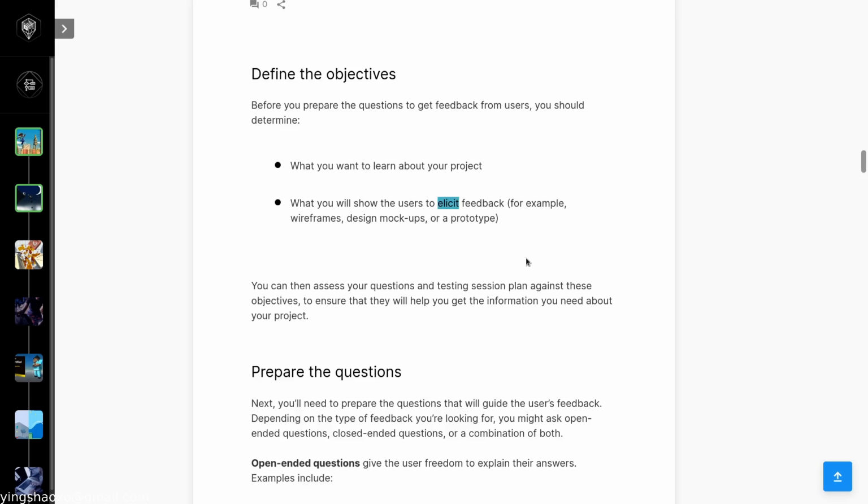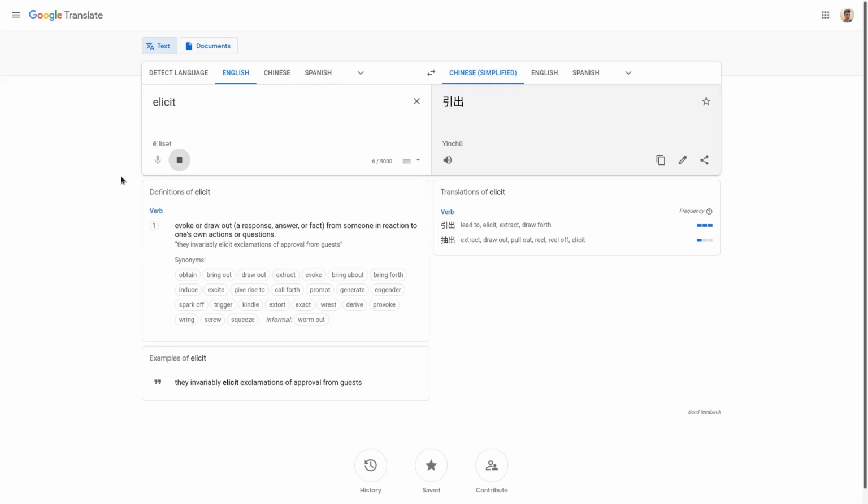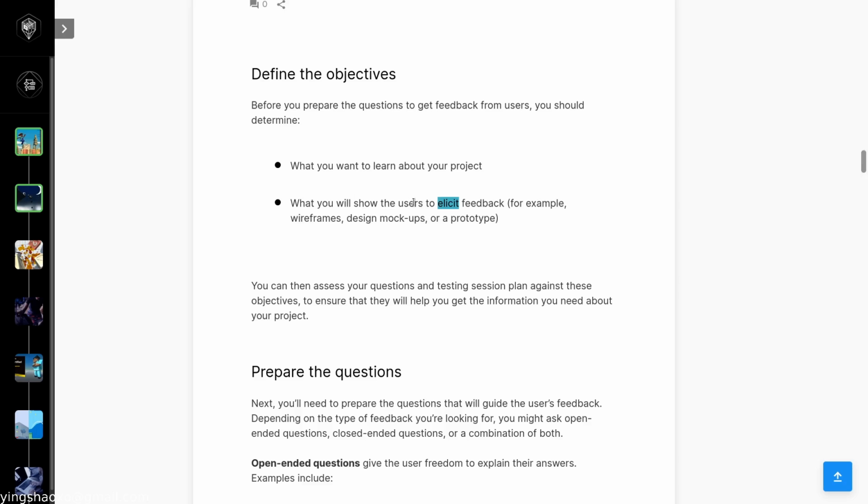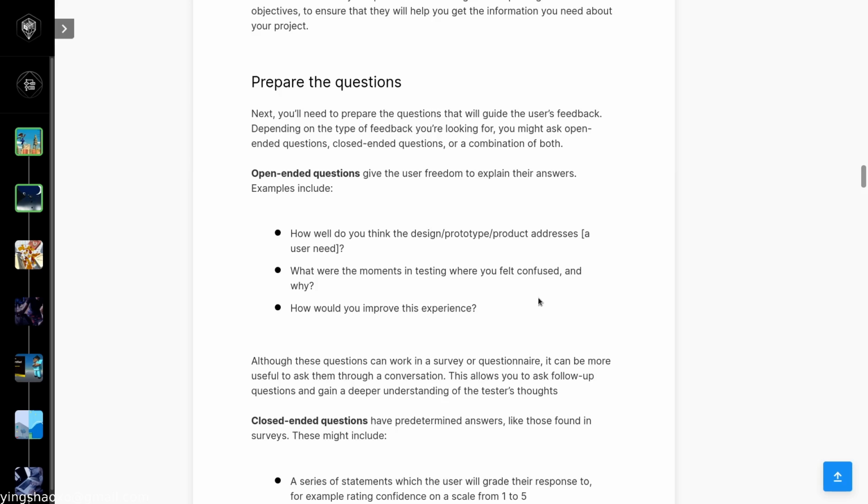Agenda. Here's another word. Elicit. Elicit: evoke or draw out from someone in reaction to one's own actions or questions. Elicit. Alright. We show the users to elicit feedback or to respond to a feedback that would be more understandable.